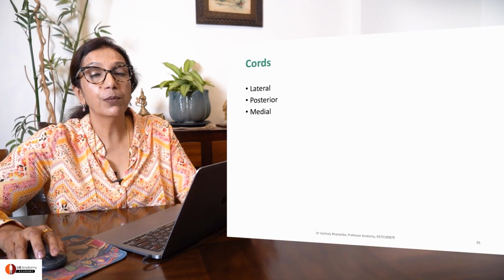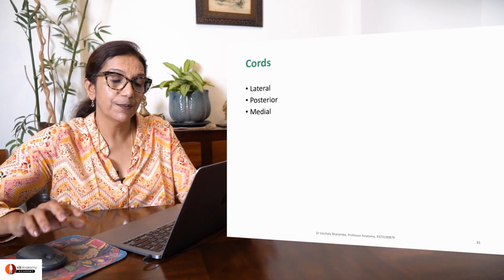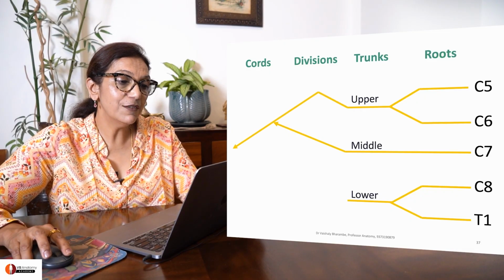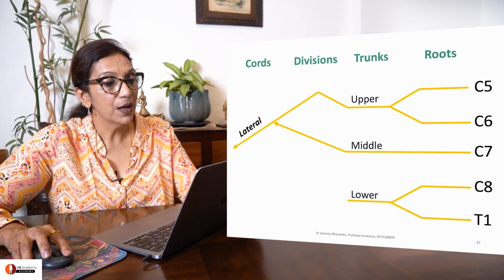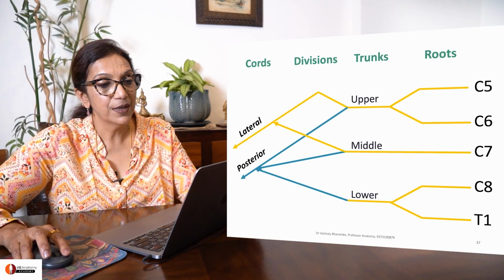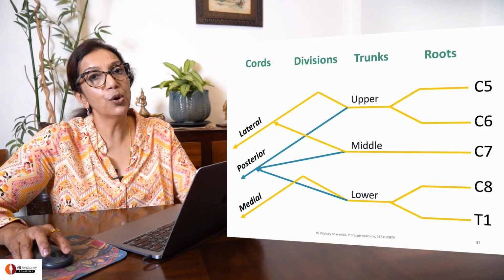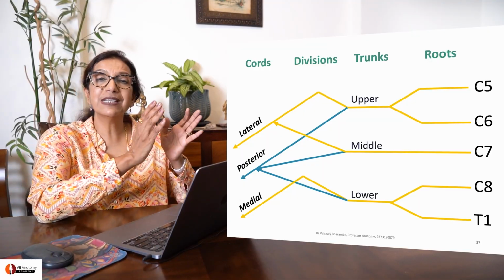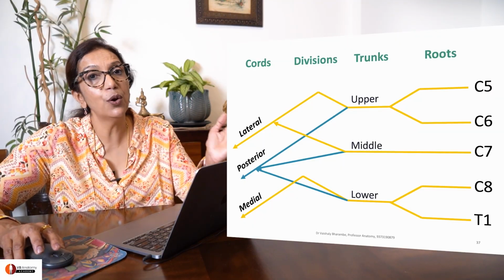Now, we'll talk about cords. There are 3 cords: lateral, posterior, medial. The anterior divisions of upper and middle trunks unite to form the lateral cord. All the posterior divisions unite to form the posterior cord. The anterior division of the lower trunk forms the medial cord. So now you saw formation of roots, trunks, divisions and cords. The next step is to discuss branches of each of the cords.